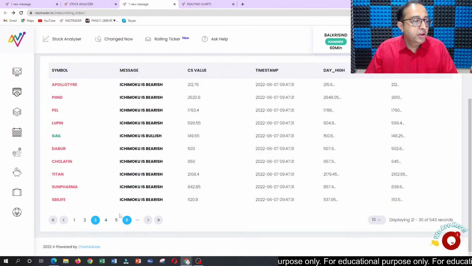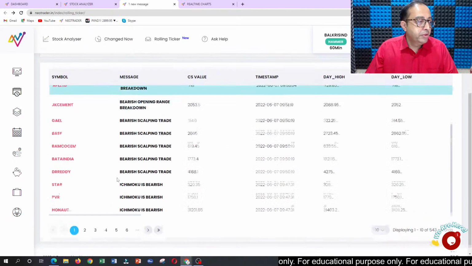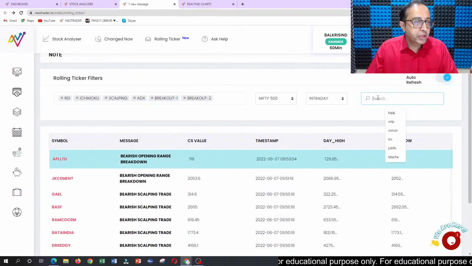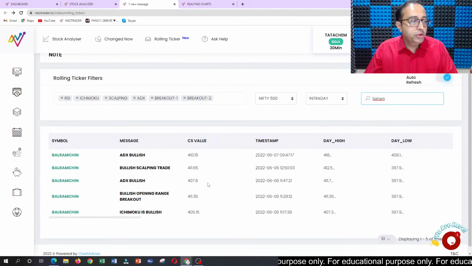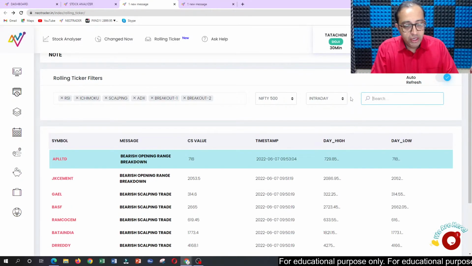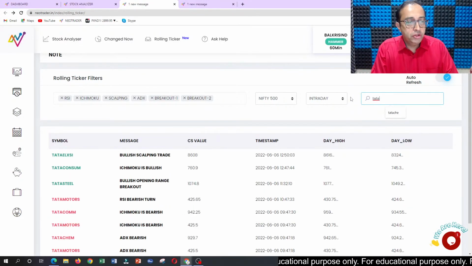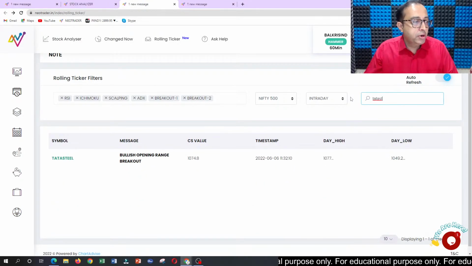Like you can see here that we saw the stock, it was Balrampur Chini. You can write the name of the stock also. You can see here that ADX was bullish at 9:45, but then the momentum is not continuing. So we'll ignore this. So there is a request for Tata Steel. So let me just take a look.